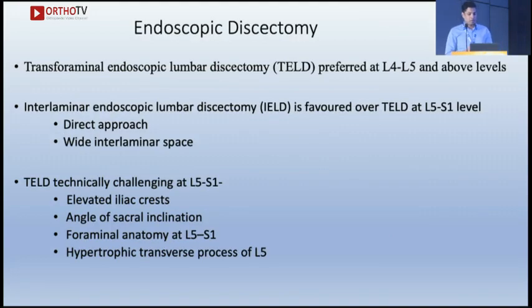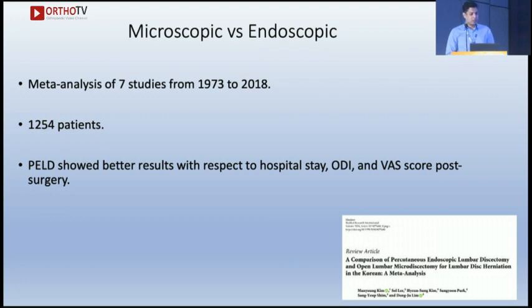At the level of the L4-L5 and above, transforaminal is better, but at the level of the L5-S1, the interlaminar is better due to the direct approach and wide interlaminar space. The transforaminal is challenging at the L5-S1 due to the elevated iliac crest, angle of the sacral inclination, foraminal anatomy, and hypertrophic transverse process. This is the meta-analysis of 7 studies.